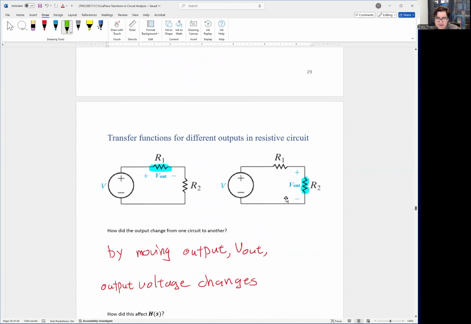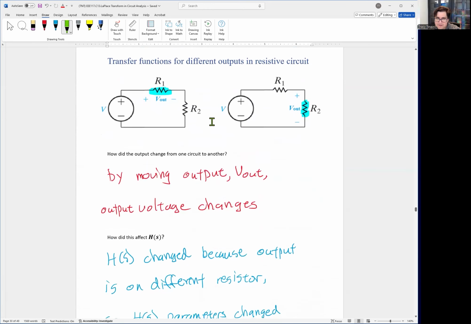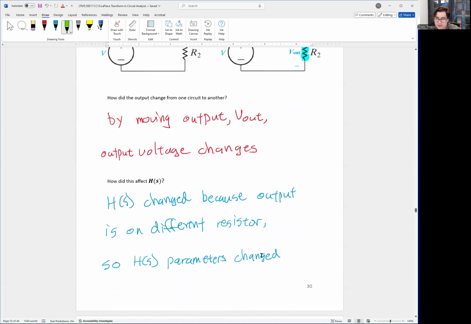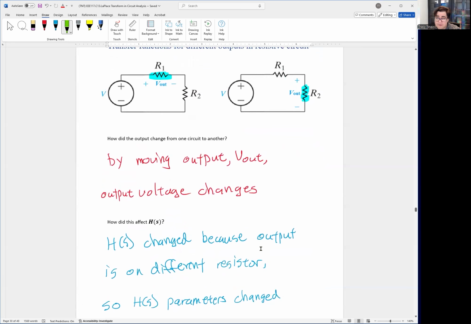Now, let's compare the two circuits. Output on R1, output on R2 for the second one. How did the output change from one circuit to another? By moving V out over, the output voltage changes, the gain of the circuit changes, the H of S changes. H of S changes because the output is on different resistors, so the H of S parameters change as well. So it's very key to know that when the circuit changes, you have to recalculate everything.